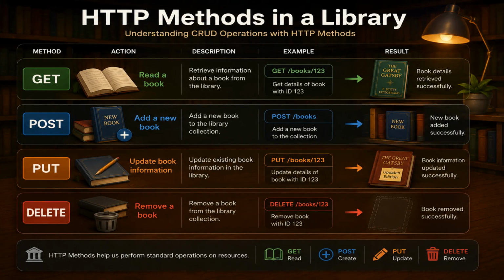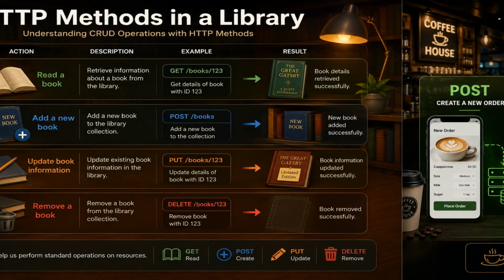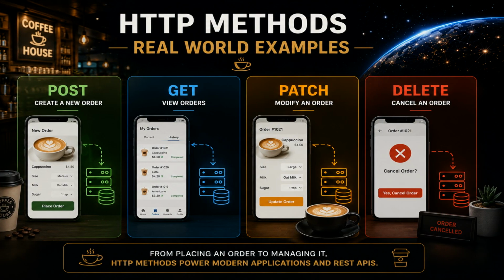To visualize these operations, think of a library. GET reads a book, POST adds a new book to the collection, PUT updates a book's details, and DELETE removes a book from the shelf. These CRUD operations map perfectly to RESTful API methods. Let's look at a coffee shop app. We use POST to place a new order, GET to view existing orders, PATCH to modify specific items in an order, and DELETE to cancel an order entirely. These methods power the user experience.